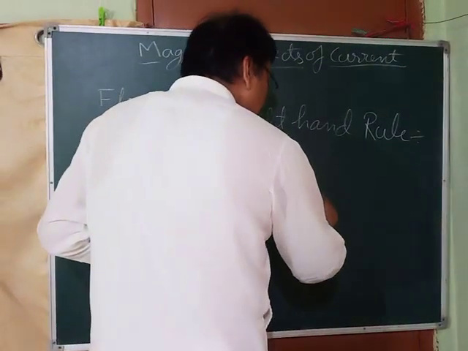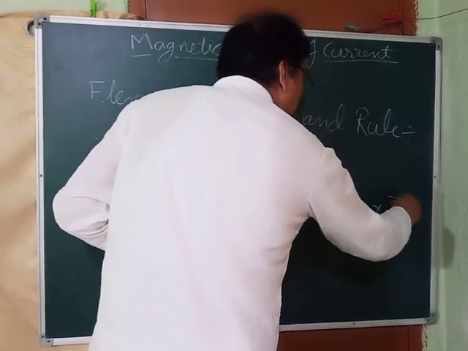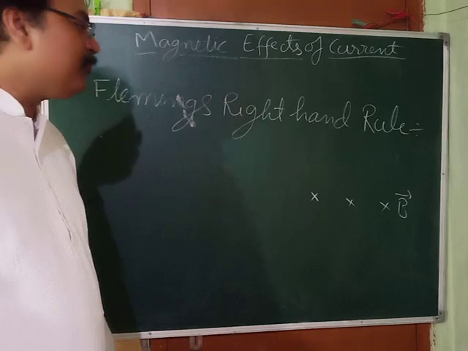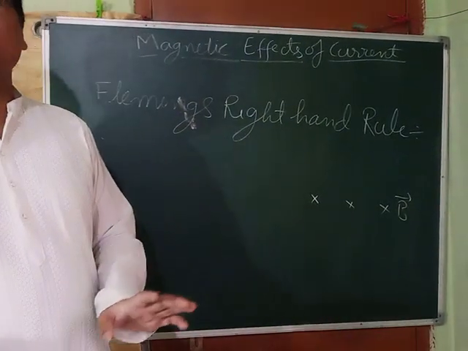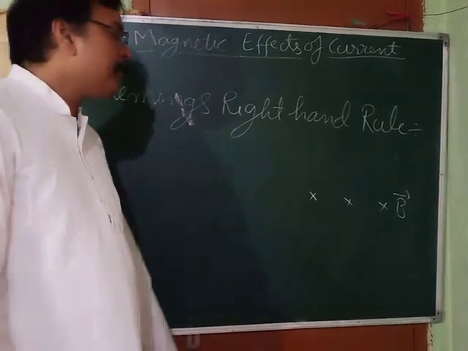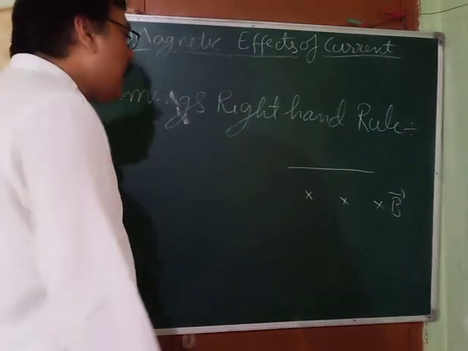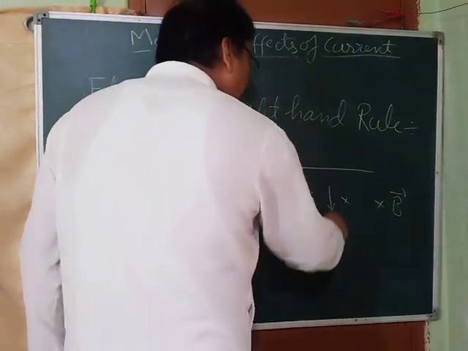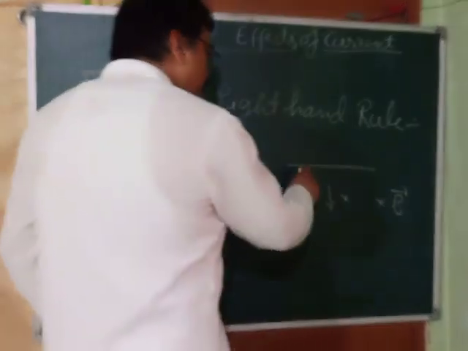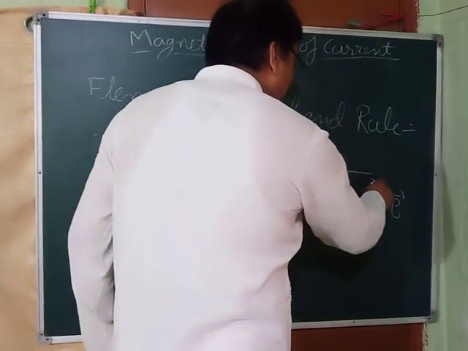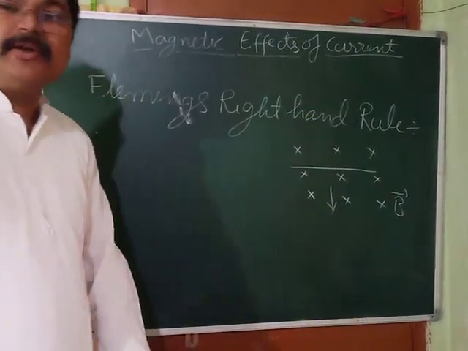Clear? Nice. Now see what happens. Suppose here the magnetic field is there inside the board. This is the direction of the magnetic field. You might be wondering why sir has kept this arrow. This arrow indicates that magnetic field is a vector quantity. Clear? Now you have got a wire. This wire is falling due to gravity in this region through the magnetic field.